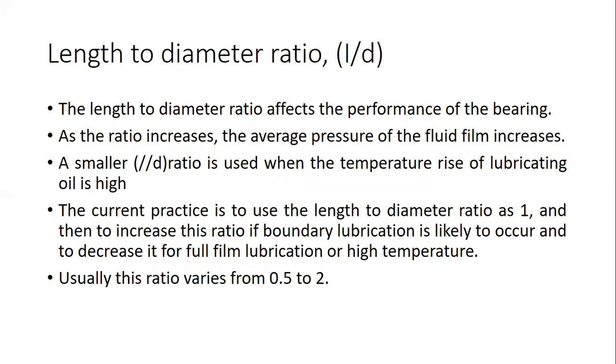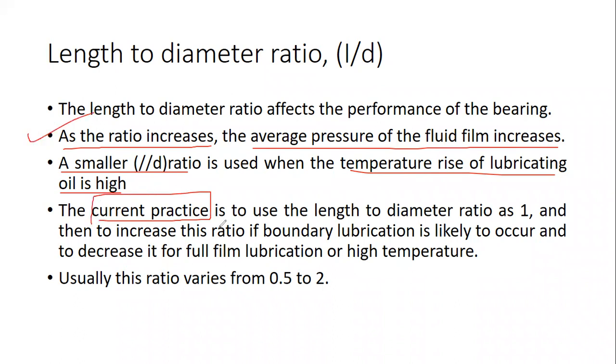Let's start with the L by D ratio, the length of the bearing to the diameter of the journal ratio. It affects the performance of the bearing. Certainly, because you'll notice that as the ratio increases, the average pressure of the fluid film increases. And the smaller the L by D ratio used, the higher the temperature rise of the lubricating oil. So how should you select the L by D ratio? The current practice is, since you know that if you increase the ratio, the pressure also increases, and if you reduce the ratio, the temperature rise of lubricating oil is increased.